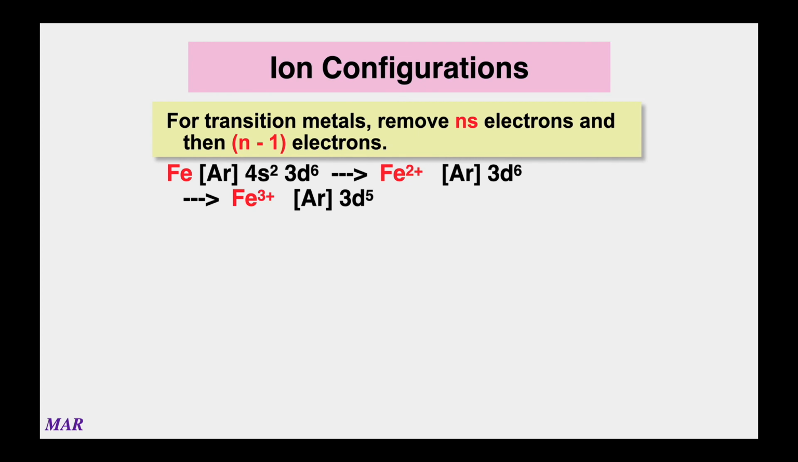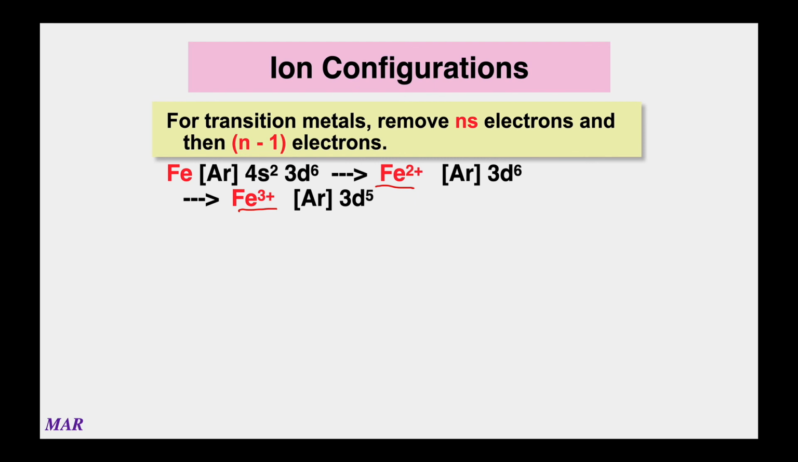Let me show you an example. Neutral iron is argon 4s2 3d6. And the two most probably stable configurations of ions for iron are iron 2+ and iron 3+. Now remember, the rule is remove highest n electrons first, and then after that, if there's a tie, go highest n plus l.